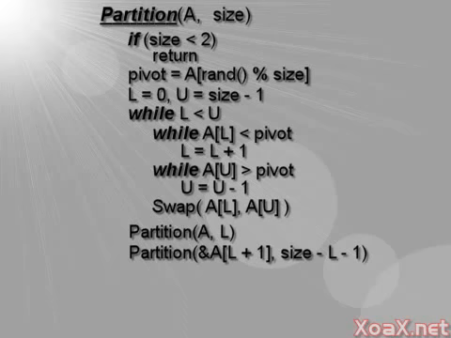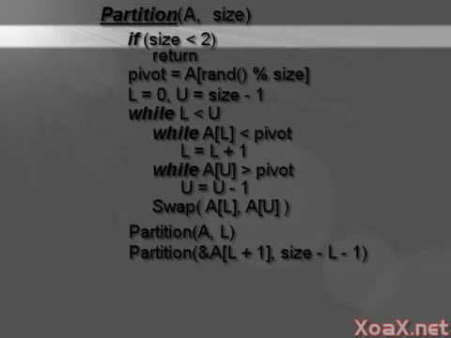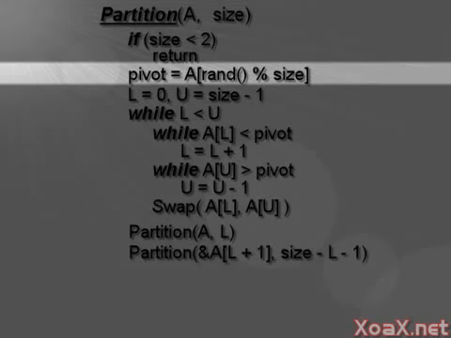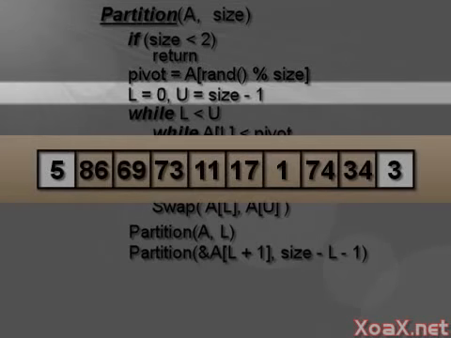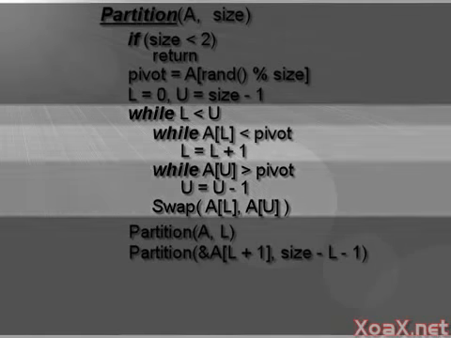We have a function called partition, which takes the array to be sorted and its size as arguments. If the array has less than 2 elements, it is already sorted, so we just return. Otherwise, we randomly select the pivot element from the array. Then we set a lower and upper index to the least and greatest indices in the array. Next, we have the while loop that runs until the upper and lower indices are equal.